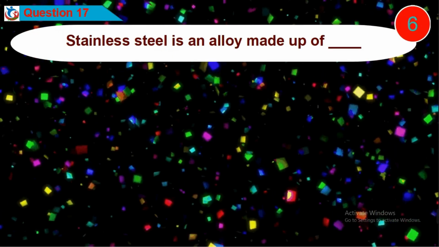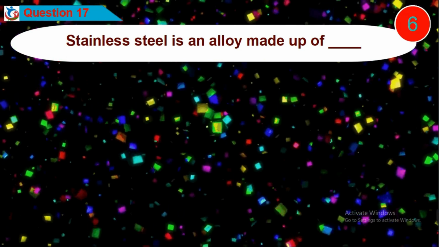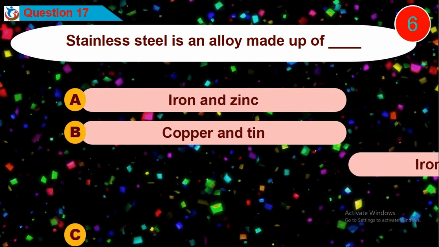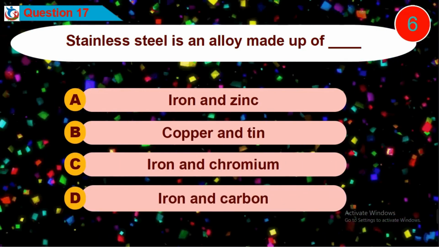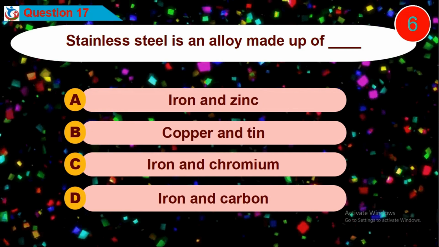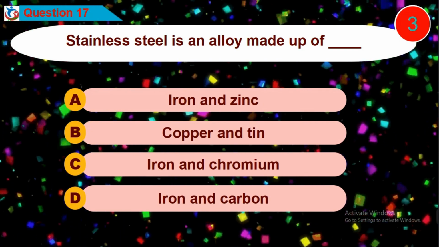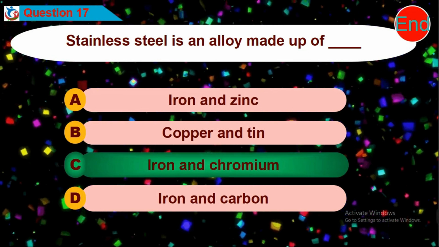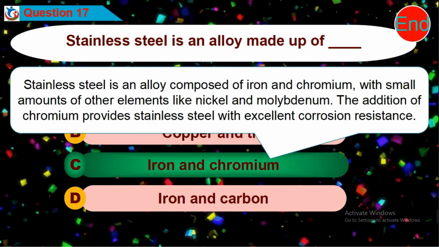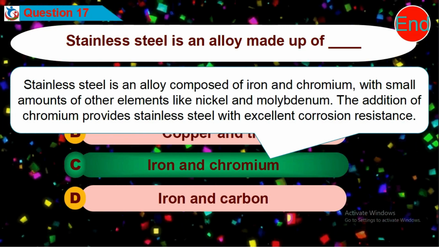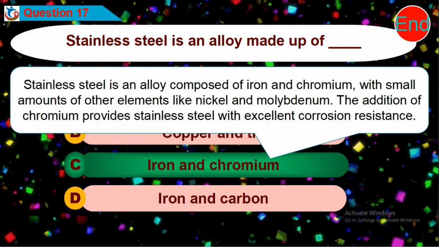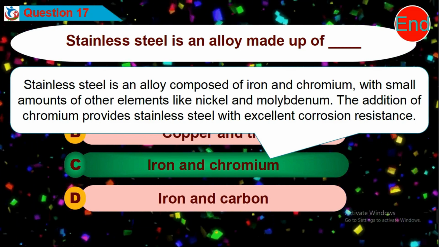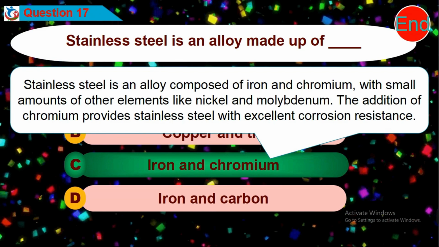Question 17. Stainless steel is an alloy made up of dash. Is it option A, B, C, or D? Stainless steel is an alloy composed of iron and chromium, with small amounts of other elements like nickel and molybdenum. The addition of chromium provides stainless steel with excellent corrosion resistance.